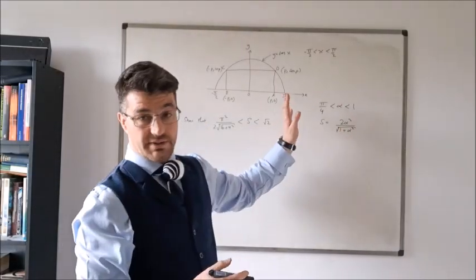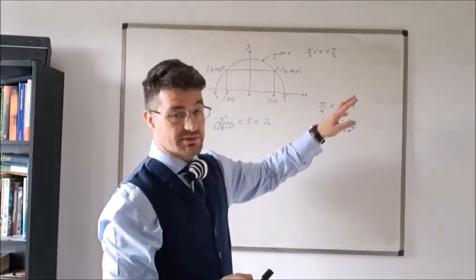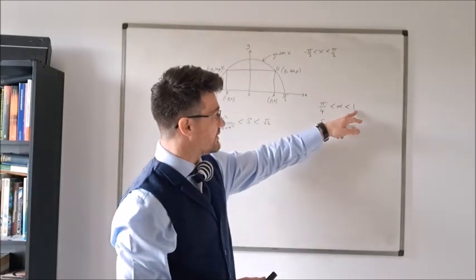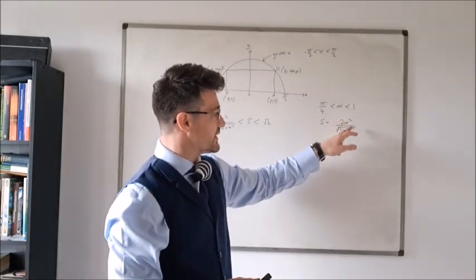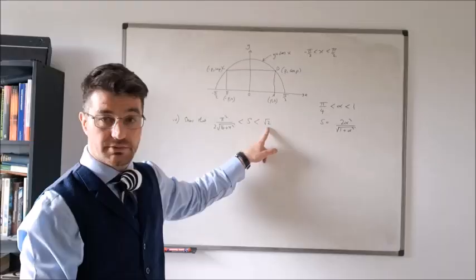Because alpha is greater than pi by 4, right? And also alpha is less than 1. Now, when you replace alpha with 1 in here, what do you get? You get square root of 2.